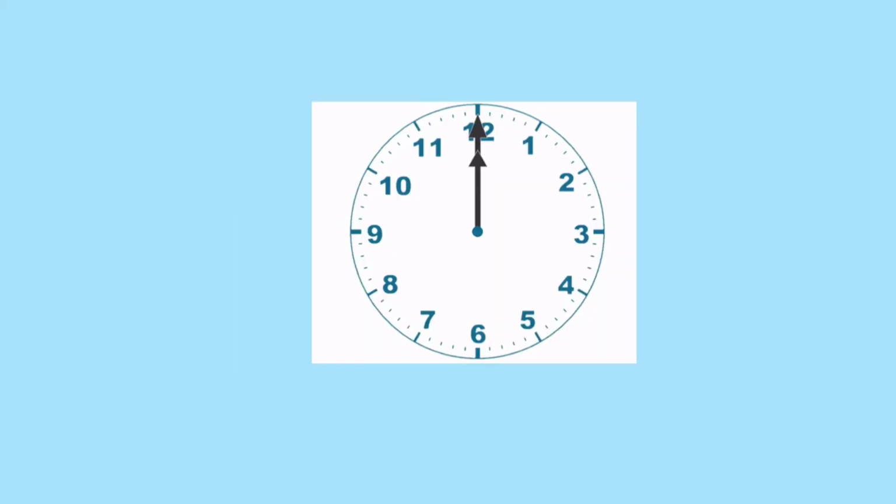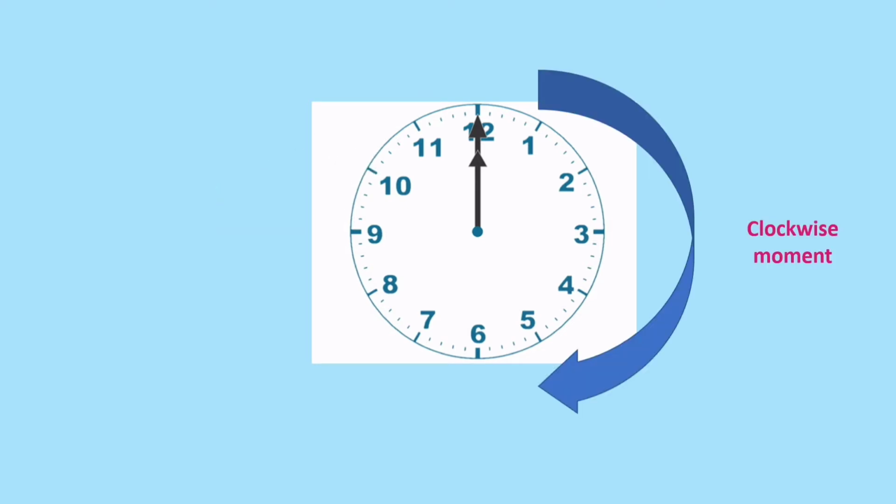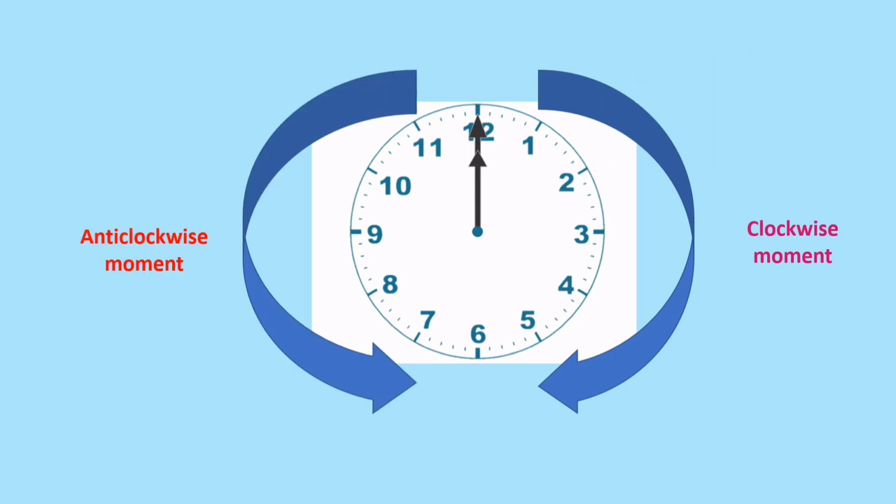When a body is fixed at one point and you're applying the force from the left side and the body rotates from right to left, then it is known as clockwise movement. And suppose you're applying the force from the right side and the body rotates from left to right, then we'll call it anti-clockwise movement. So like this, you should be able to identify which is a clockwise movement and which is an anti-clockwise movement.